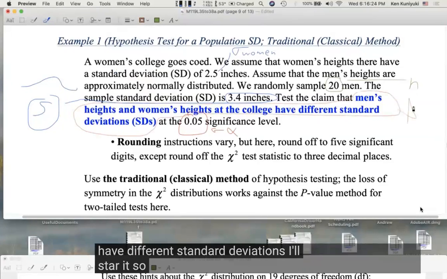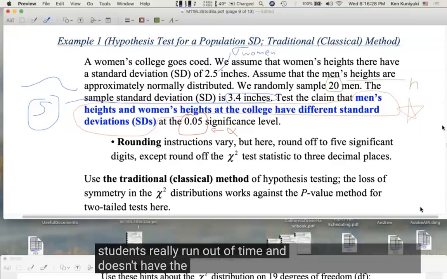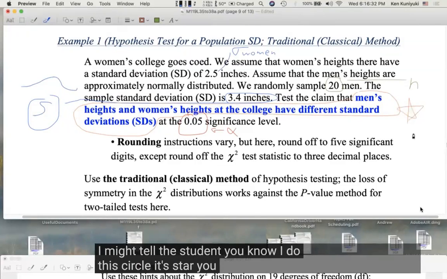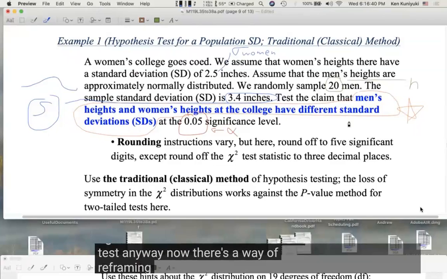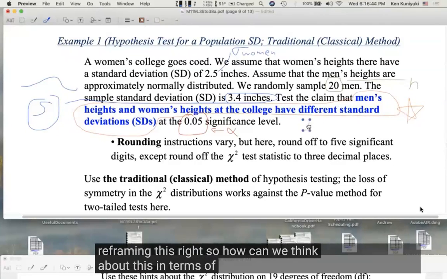I'll star it, so that on a final exam, if the student's really running out of time and doesn't have the time to write this out, I might tell the student, you know what, do this: circle it, put a star, do a copy-paste idea. If you're rushing, right, there's like 10 seconds left in the test. Anyway, now there's a way of reframing this, right?